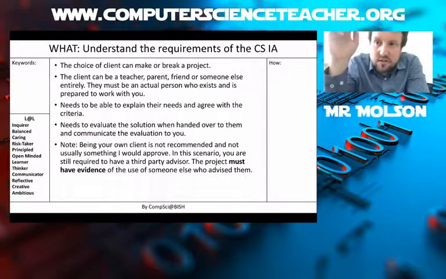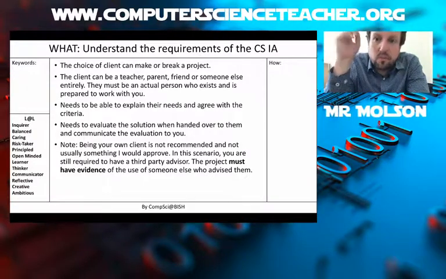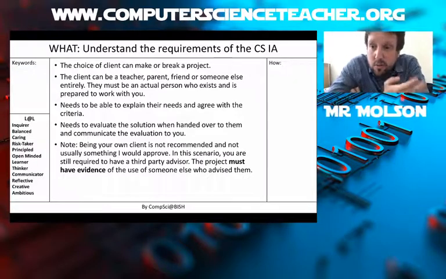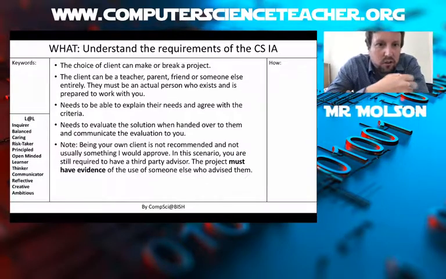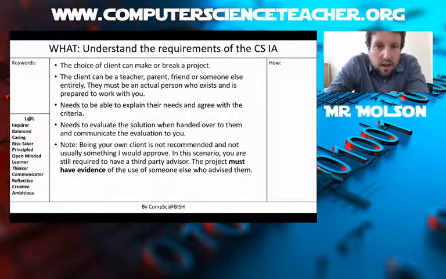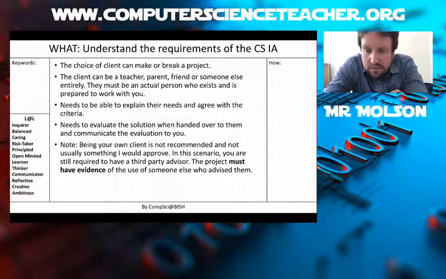From my experience, the best projects are ones where you've got a real client and you're in constant communication with that client. In terms of who it can be, ideally it's someone close to you that you can work with for about 6 to 9 months, which is the length of time this process is going to take. So it needs to be a teacher, a parent, a friend, or anyone like that. As I said, it needs to be an actual person and they need to be able to work with you.